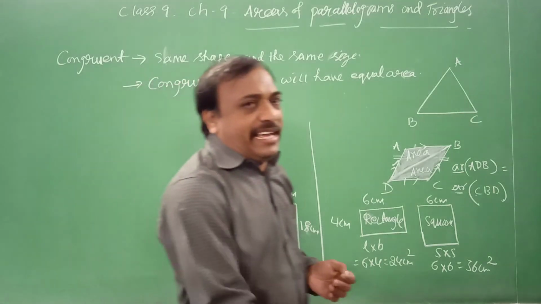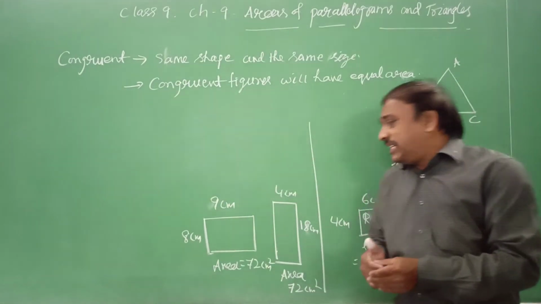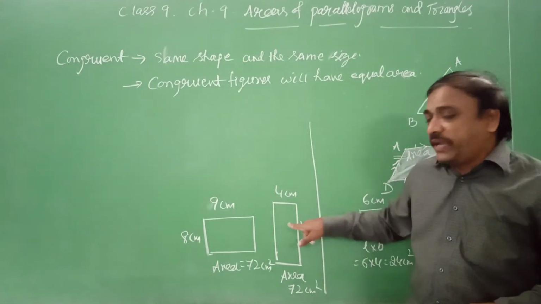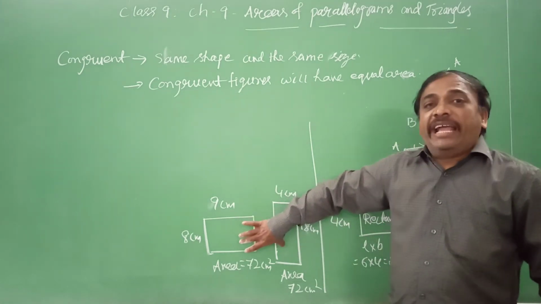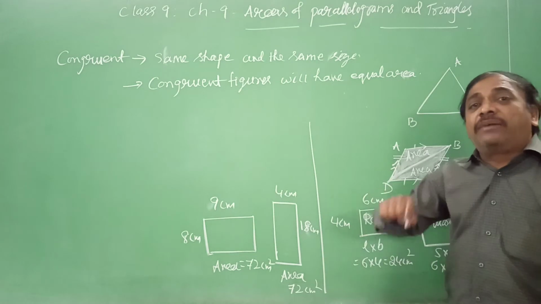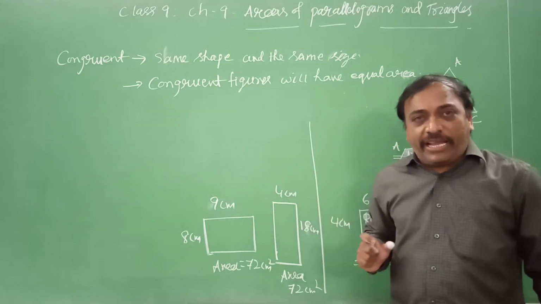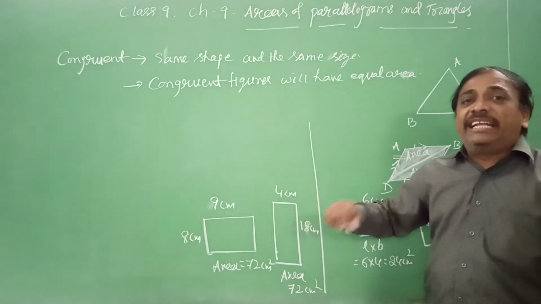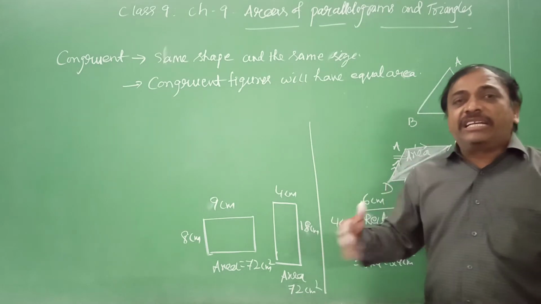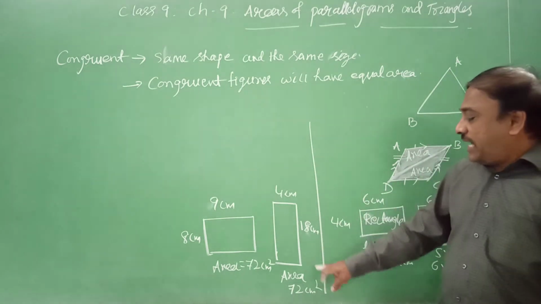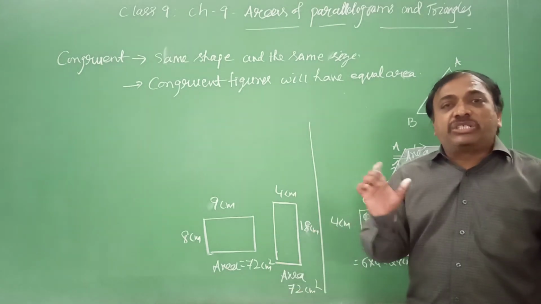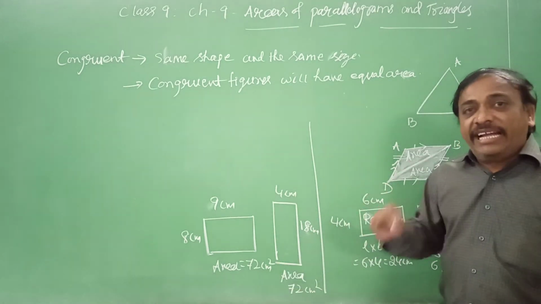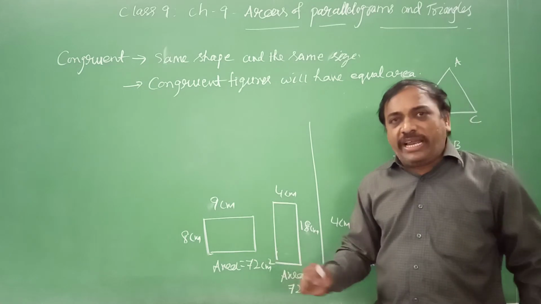What exactly is area? The region, the space occupied by a closed figure. The region occupied by a closed figure is called area. It is measured in terms of numbers, with square units added. Area will always be measured in square units. Numerically we calculate it.